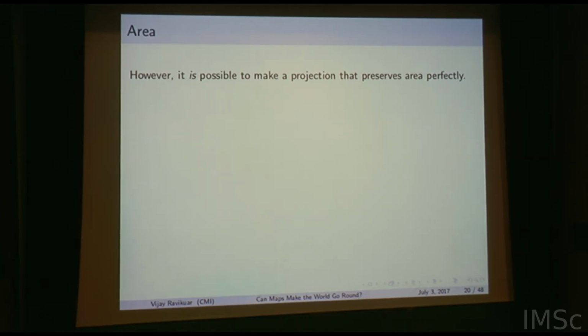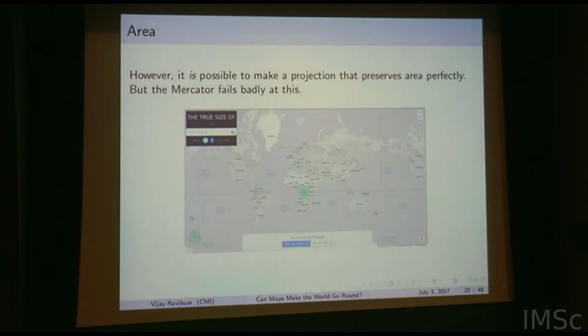On the other hand, another property that we talked about earlier is surface area, or area of small regions. So it is possible to make a projection that preserves area perfectly. The Mercator we saw already fails badly at this. We can see that, for example, when we move countries on the Mercator down to different parts of the projection. In this example, the person who made this program has moved Greenland down into Africa, and we can see the true size of Greenland and see that it's actually much, much smaller than Africa.